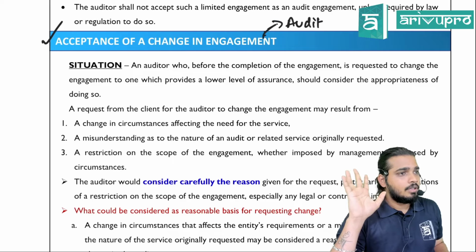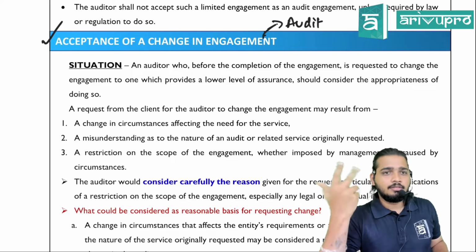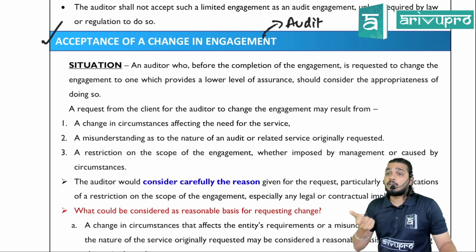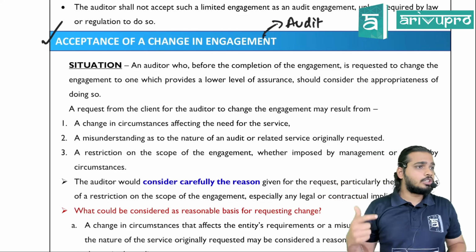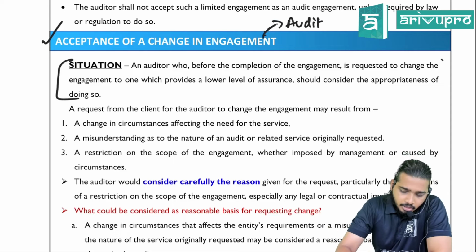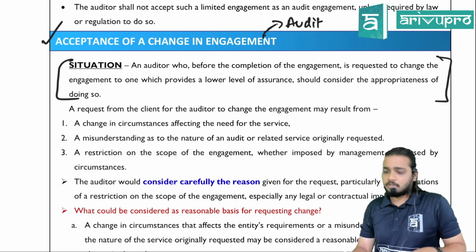There will be a reason. Can management tell? They can't simply tell me. You have to give a reason why you are asking me to change my work or change my audit. Clear? So I have given you this situation here. Try to understand the situation where this is applicable.